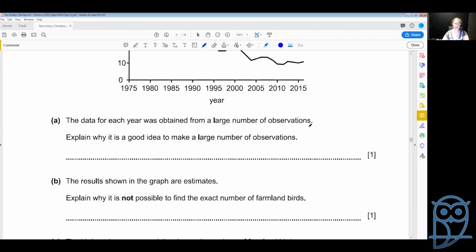So the data for each year was obtained from a large number of observations. Explain why it is a good idea to make a large number of observations. So our answer here would be it gives you more accurate data.